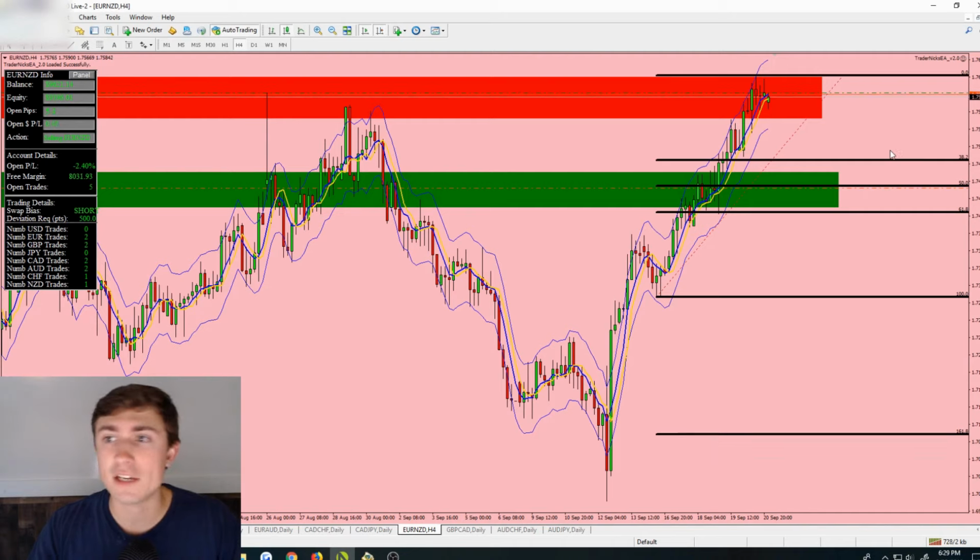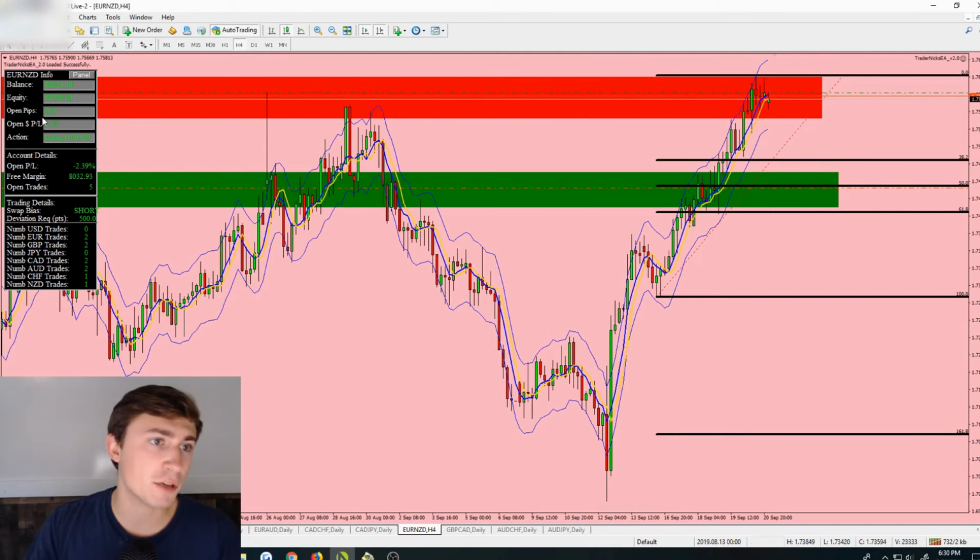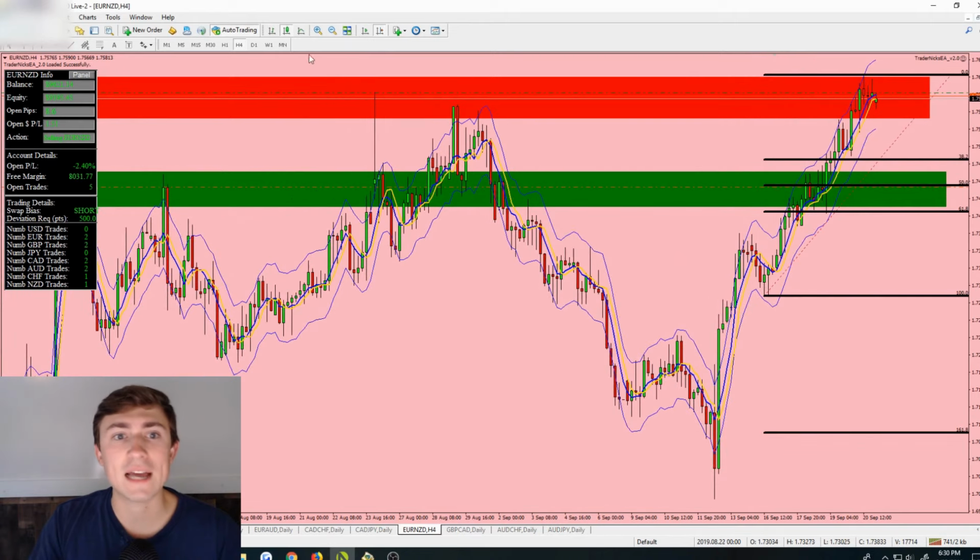This is Euro New Zealand. I just got involved on the sell side. Now, if you're curious what this is over here, this is my expert advisor. It is not some sort of magical money printing machine, but it does help me look for my particular setup. What I'm looking for here is that I am using price action in my swing trades.